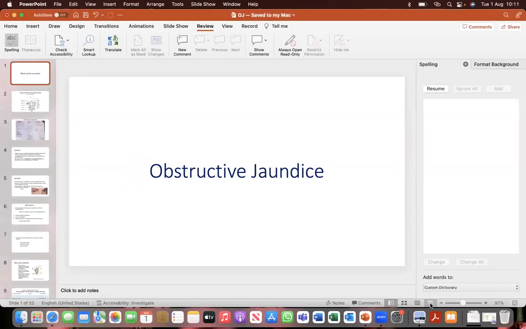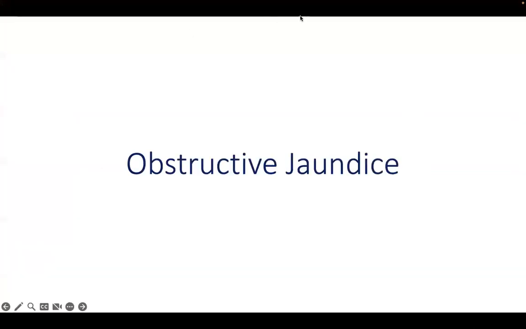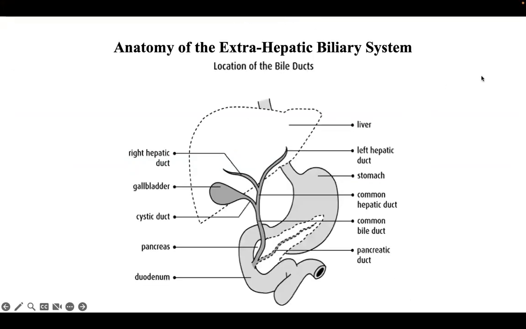I hope y'all can see the screen. Can y'all see the screen? Can you guys see the screen, the presentation? All right, okay. So I will start.